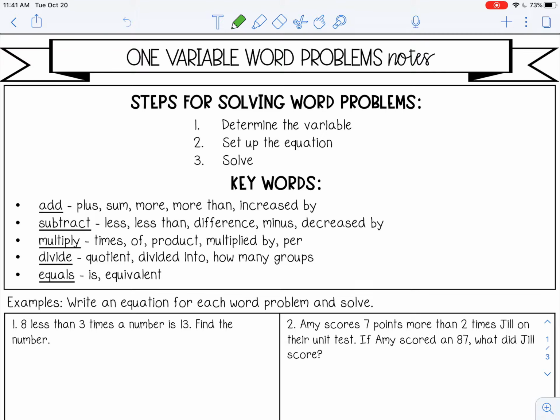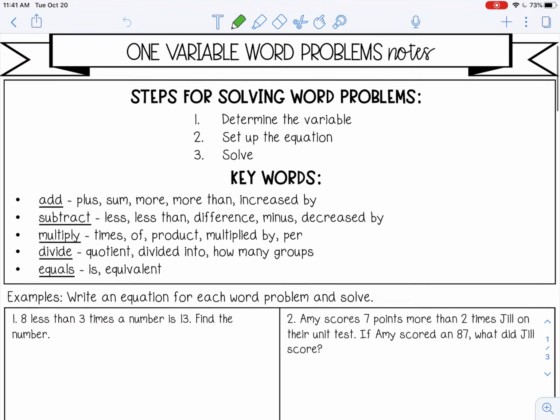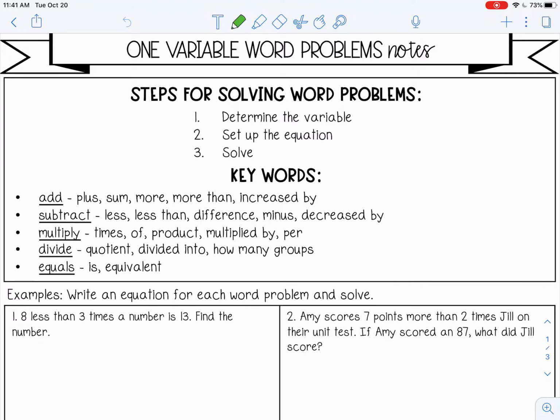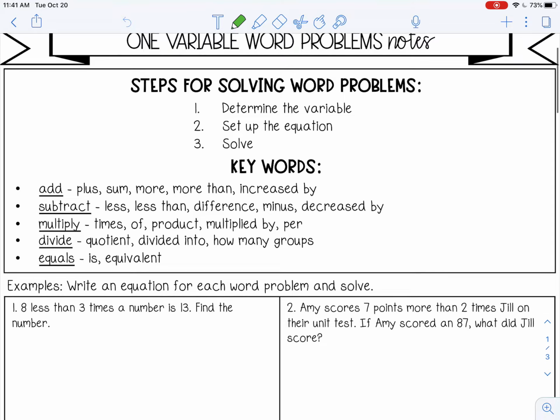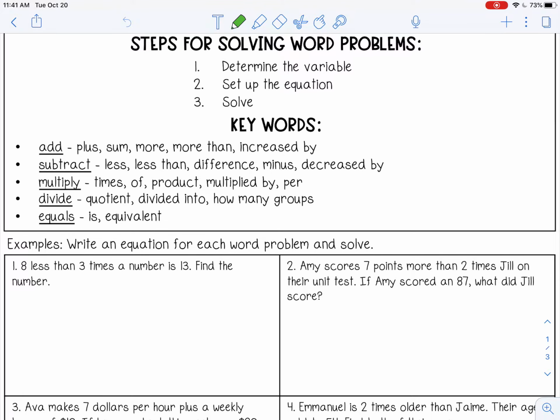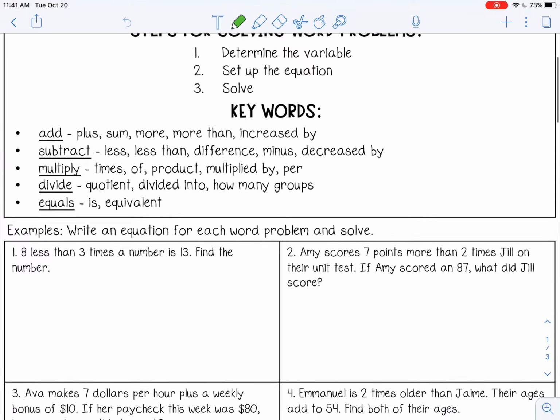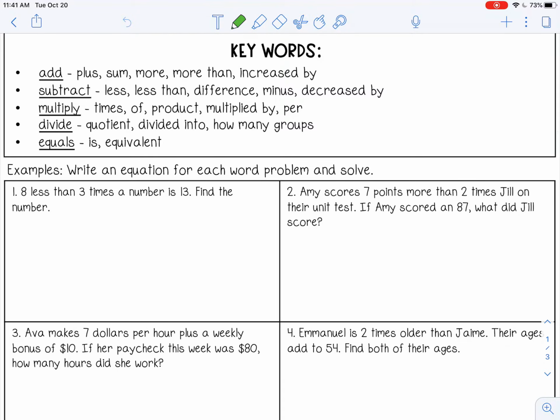So some keywords to help you when you're looking at word problems. If you are going to be adding, you'll see words like plus, some, more than, or increased by. For subtraction, you'll see less, less than, difference, minus, decreased by. For multiplication, times, of, product, multiplied by, or per. And then divide, quotient, divided into, how many groups. Equals, is, or equivalent.